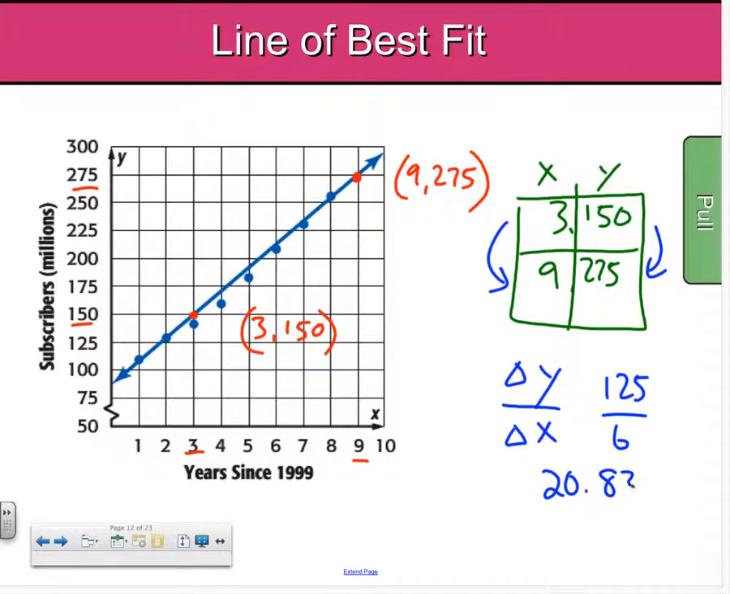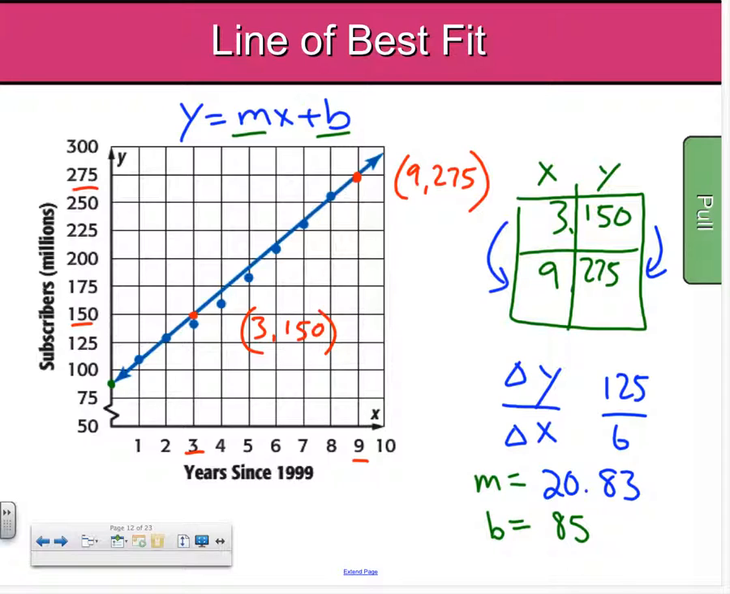20.83. So if we were going to do slope-intercept form, y equals mx plus b, the 2 things we need are m, the slope, and the y-intercept. Well, here is m. We have found m. How do I find b? With this one, we can estimate. It looks like the line is going to cross the y-axis right about here, which is probably in the neighborhood of 85. So we're going to go ahead and say b equals 85.